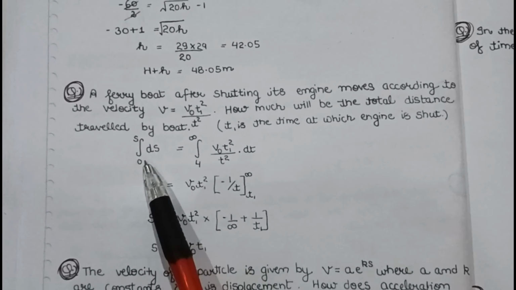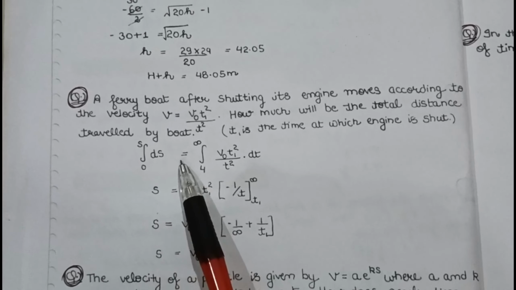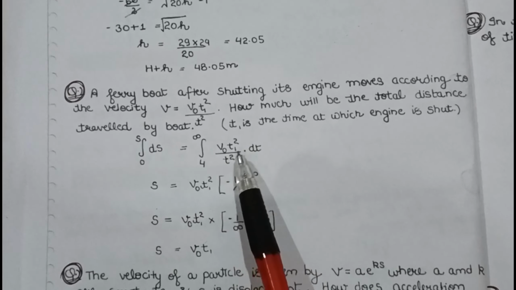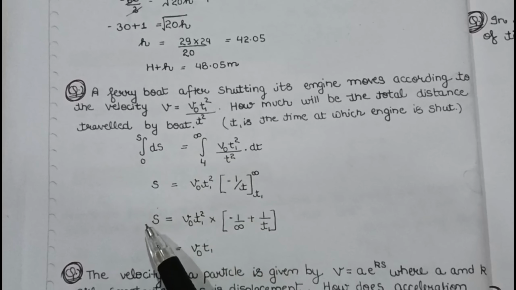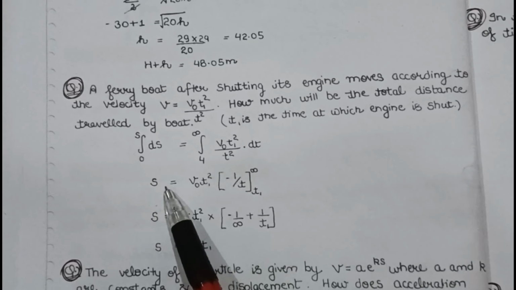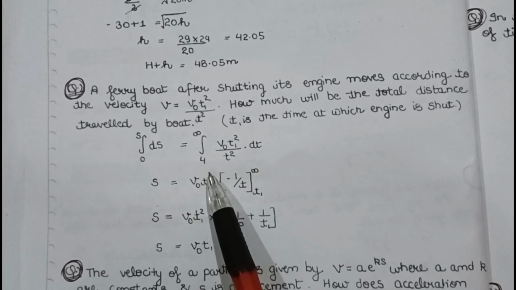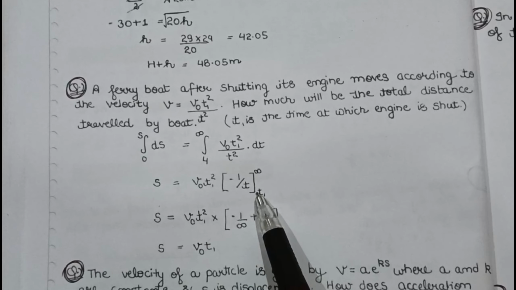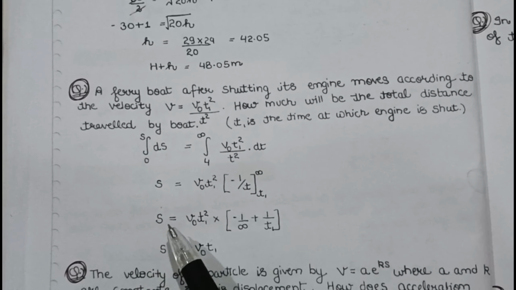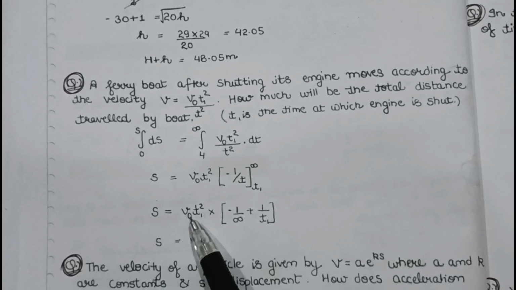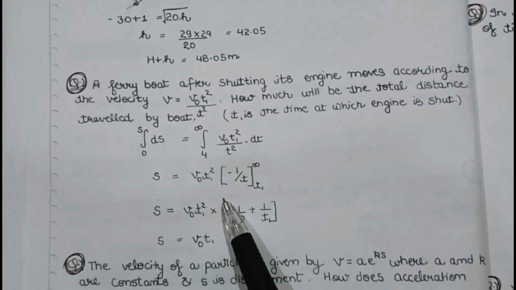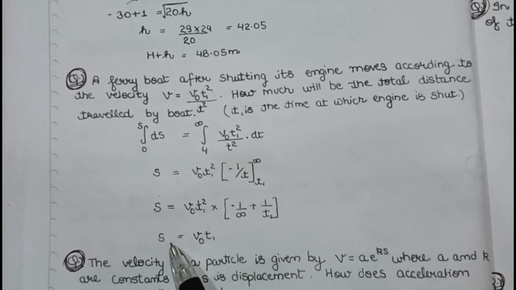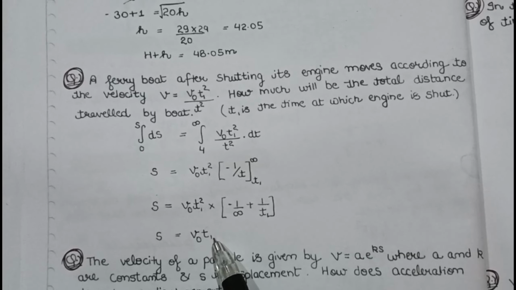Therefore, integration of ds from 0 to s is equal to integration of v0 t1 square upon t square dt from t1 to infinity. Therefore, s is equal to v0 t1 square into minus 1 by t ranging from t1 to infinity. S is equal to v0 t1 square into minus 1 by infinity plus 1 by t1. S is equal to v0 into t1.